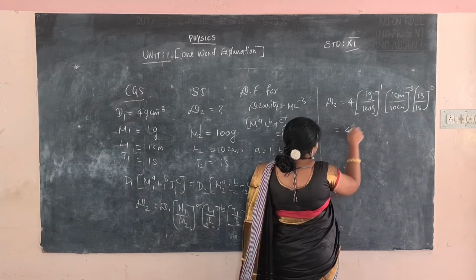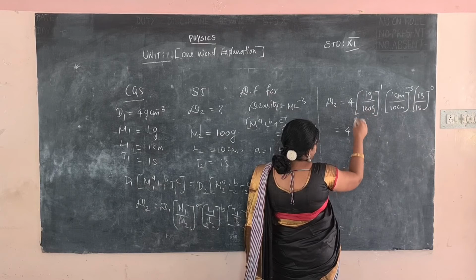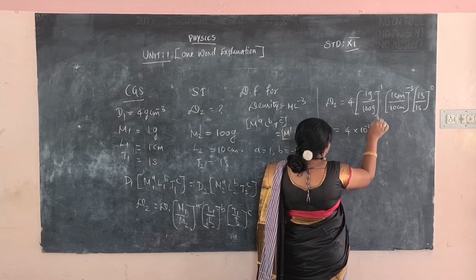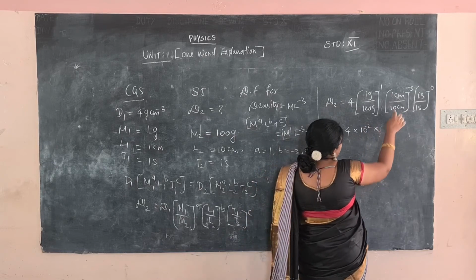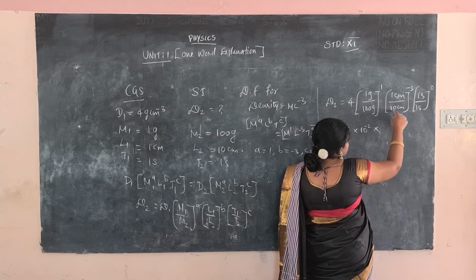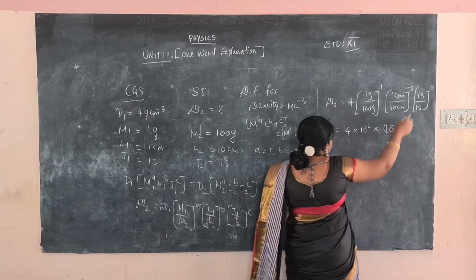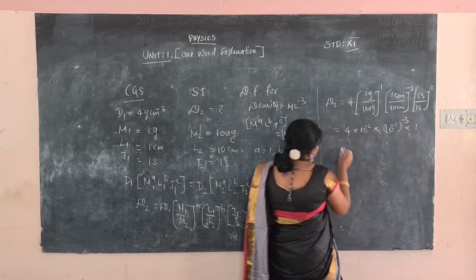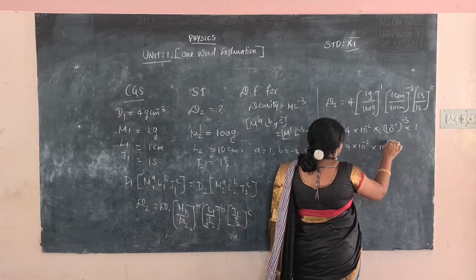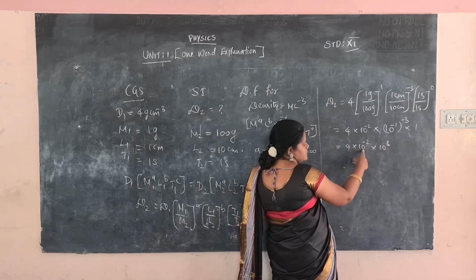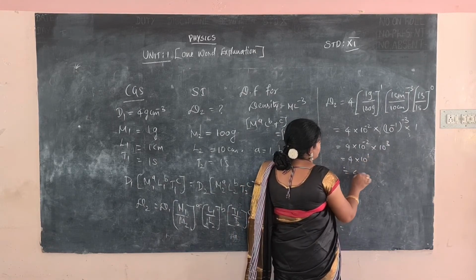So 4 into 1 gram by 100 gram. So 100 gram is 10 square. So 10 power minus 2 into 1 to the power of minus 2... Okay. Minus 3 into 1 minus 2, and then the second one, 1 centimeter by 10 centimeter. So 10 power minus 1 the whole power minus 3. So that also is 1. Okay, so 4 into 10 power minus 2 into 10 power plus 3. So 10 power minus 2, 10 power plus 3. So 4 into 10 power 1, that is 40.